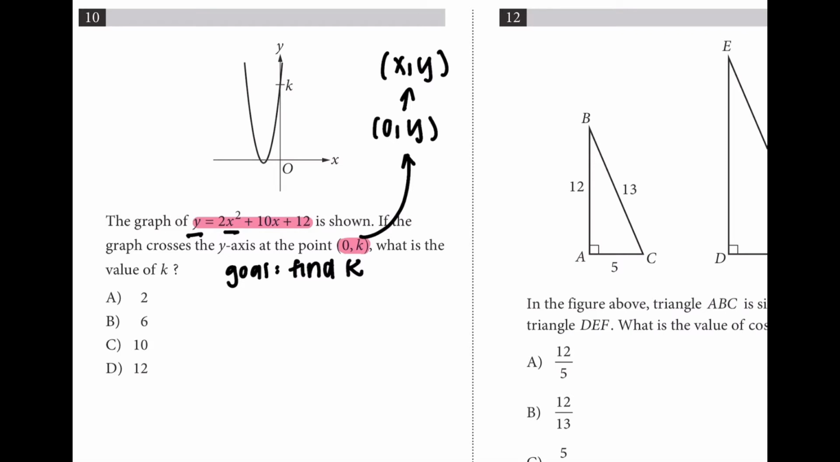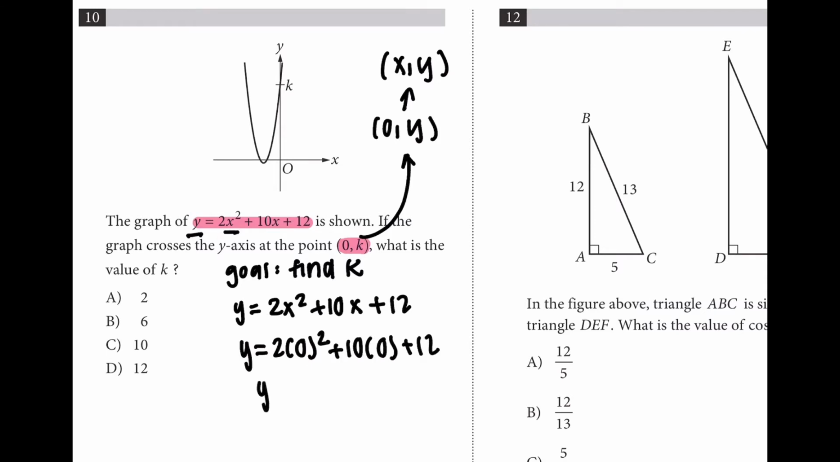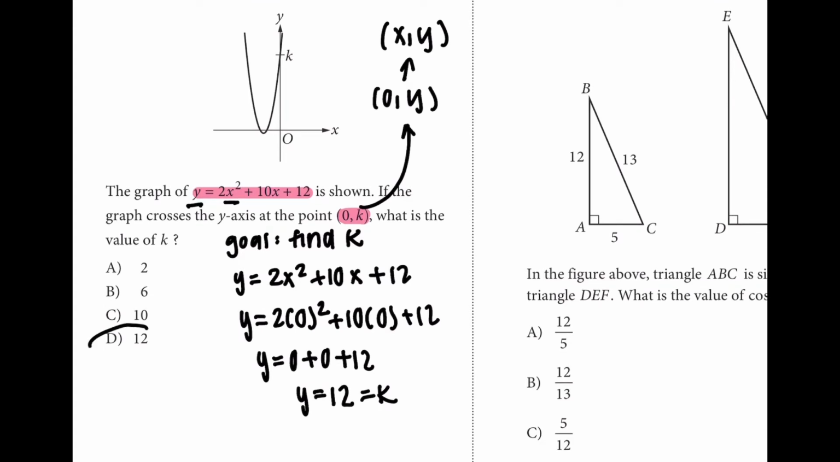So since we have 0 and we're looking for the y, or in this case k, we can simply plug in 0 into the equation and solve for y to find k. So we're going to do that. Here's the equation. And since you have 0 for your x value, you're going to plug in 0 everywhere you see an x. So it's going to be 2 times 0 squared plus 10 times 0 plus 12. And that's going to give you 0 plus 0 plus 12. So y equals 12. Or in this case, it really is k. So k equals 12. So the answer choice for this question is answer choice D.